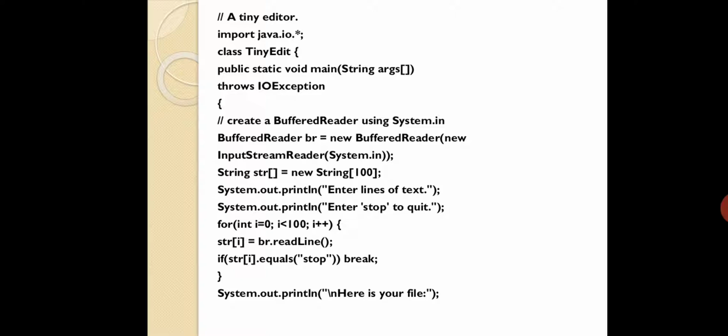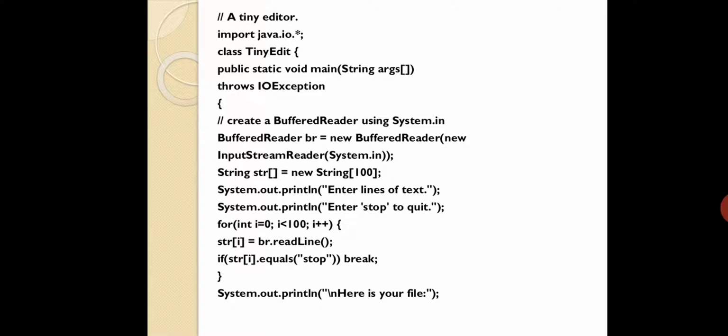That's the meaning. Fine. Now next thing is, if str[i].equals("stop"), it is going to check whether the user has given that particular stop word or not. If he has given stop, then you have to terminate the loop, otherwise you can continue with the loop. So that is the reason why they have gone for that break. Break is nothing but if it is true, break it. If the string value is stop, then break the loop.